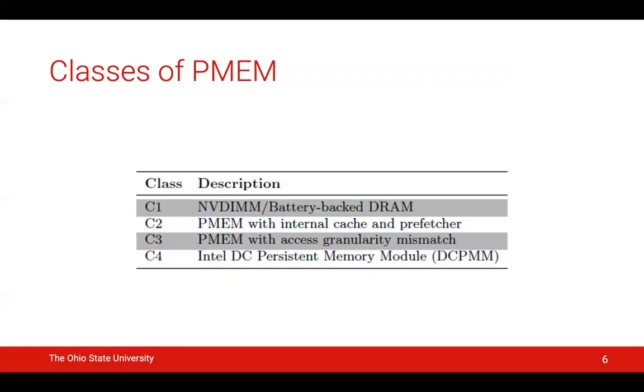In this paper, we considered 4 classes of PMEM. The first class is NVDIMMs, which are simply battery-backed DRAM. The second class is PMEM with an internal cache configured to use a prefetcher. Third is PMEM which uses media with a higher access granularity than a cache line. And finally, the fourth is Intel's Optane DCPMM. We chose these classes because we believe that current and future PMEM hardware can be broadly divided into these 4 classes.